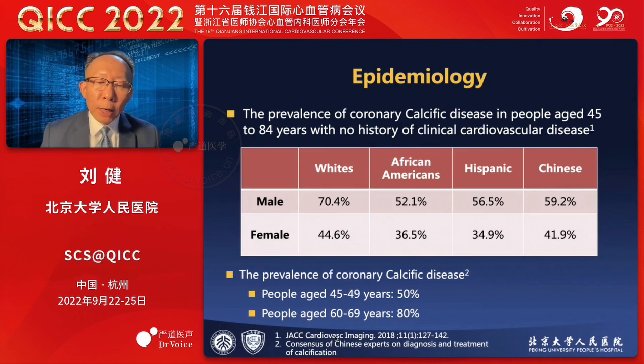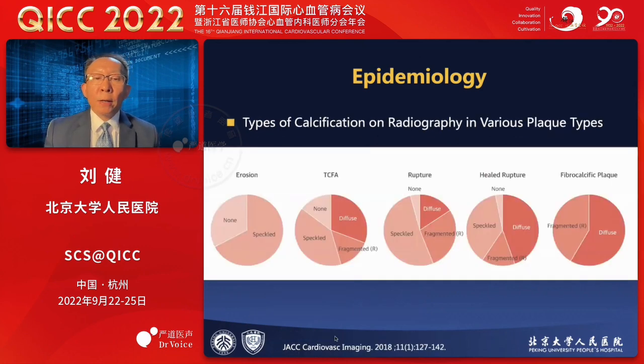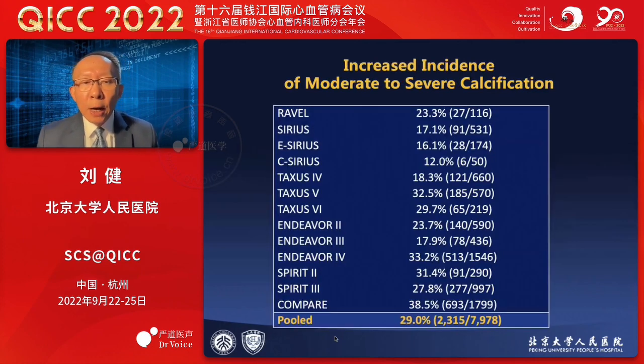So a very high percentage of the patients has that. And I think if it is above 60, we found that 80% of the patients have the calcified lesions. And then what are the plaque types? It has the plaque erosion, the TCFA, the plaque rupture, the healed rupture, and also the calcified plaque. And all these will exist in different PCI procedures.